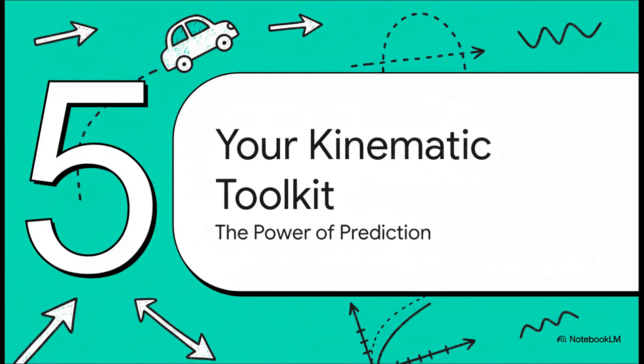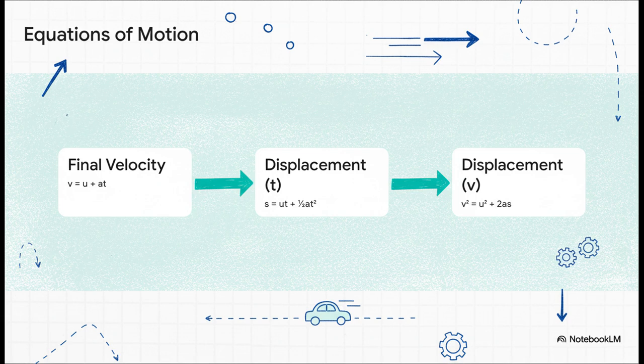Okay, so we've got all these concepts down. Now let's put them together into the actual toolkit, the equations that physicists and, yeah, your GPS use to actually predict motion. Okay, here they are, the big three equations of motion. Now don't get spooked by the letters and symbols. Think of them like recipes. If you have some of the ingredients, like the initial speed or the time, you can use these formulas to figure out the missing piece, like how far something went. The first one helps you find the final velocity. The second is great for finding displacement when you know the time. And that third one? That's a lifesaver when you need to find displacement, but you don't know the time.